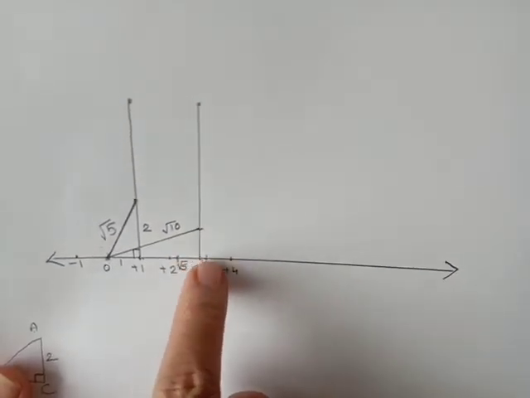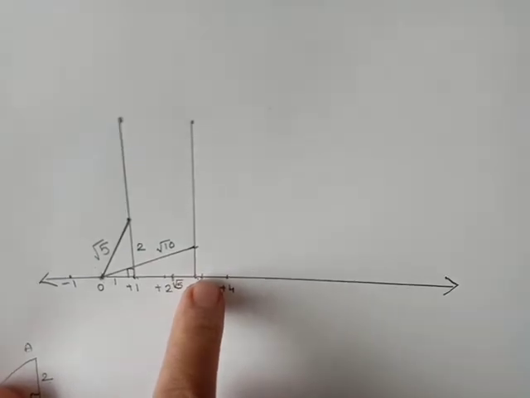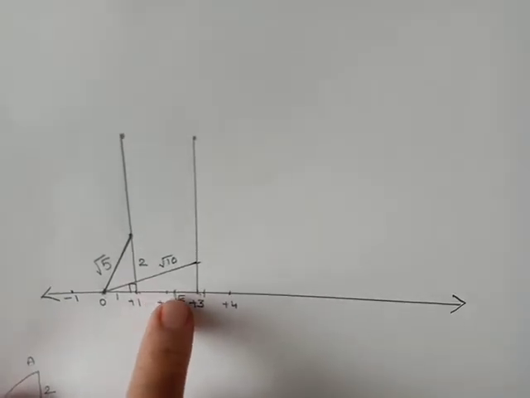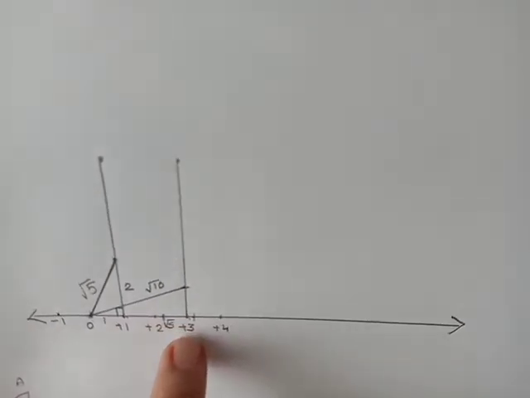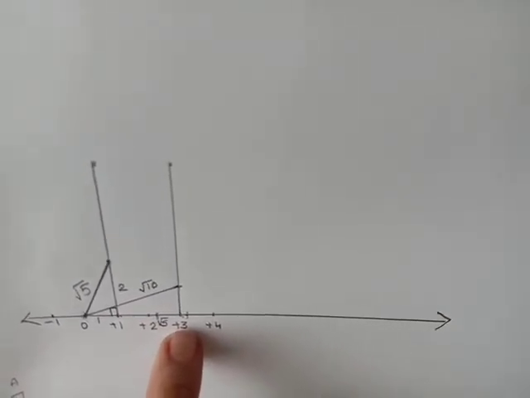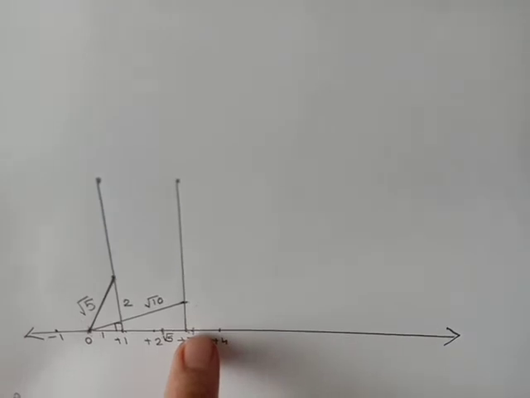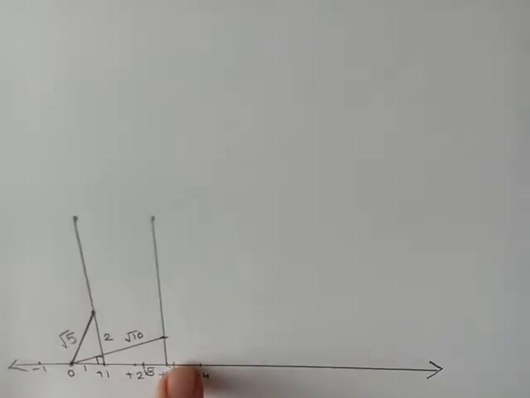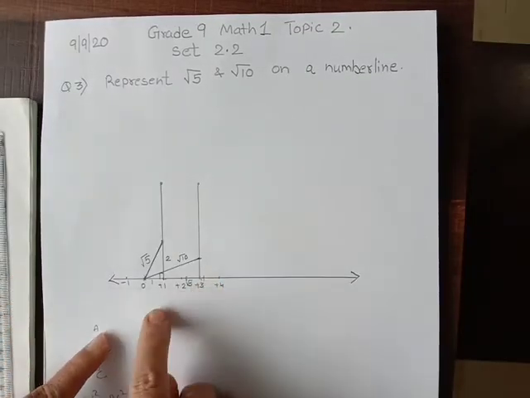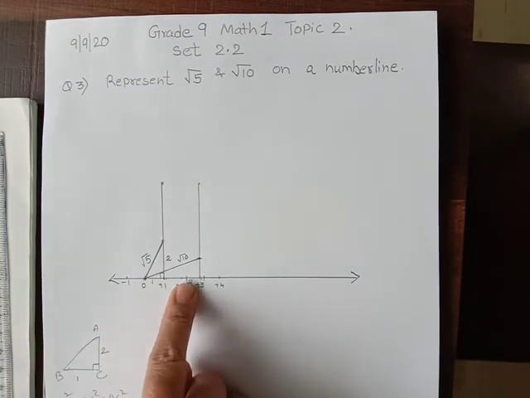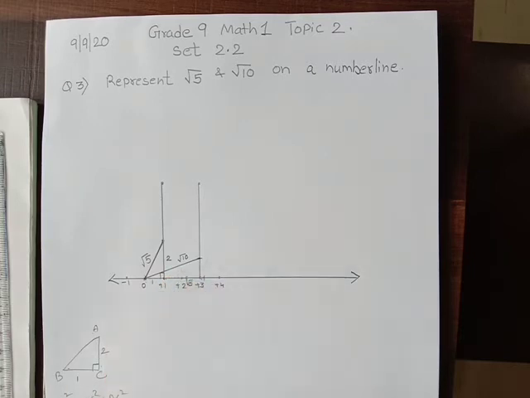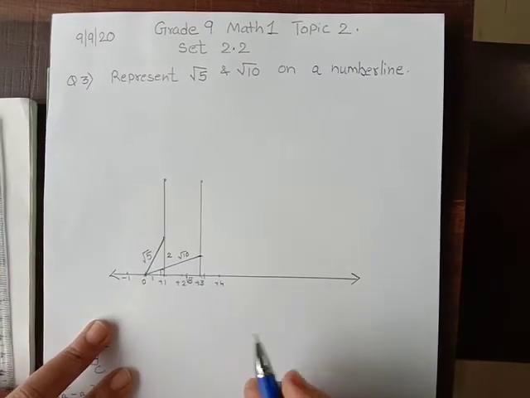This is 3 and this is root 3. Similarly, what you got over here, this is root 2 and this is root 4, that is 2, and this is your root 5. This is 3, that means root 9, and this will be your root 10. Alright, so this point is root 10 and this point is root 5. Let me mark it with another color so that it will be clear for you.